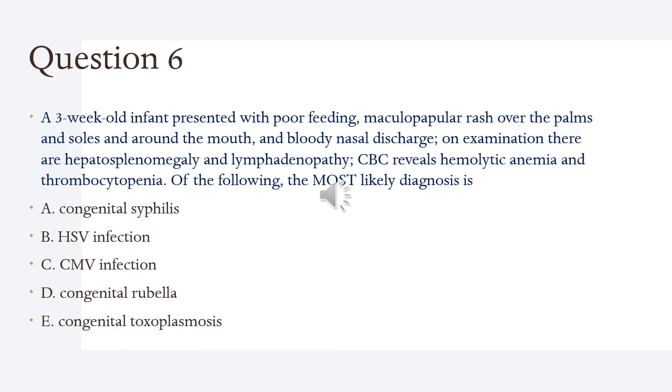Question number 6. A 3-week-old infant came with poor feeding, maculopapular rash on the palms and soles and around the mouth, and bloody nasal discharge. On examination: hepatosplenomegaly, lymphadenopathy. CBC shows hemolytic anemia and thrombocytopenia. Which infection can lead to that? Is it congenital syphilis, HSV, CMV, congenital rubella, or congenital toxoplasmosis?